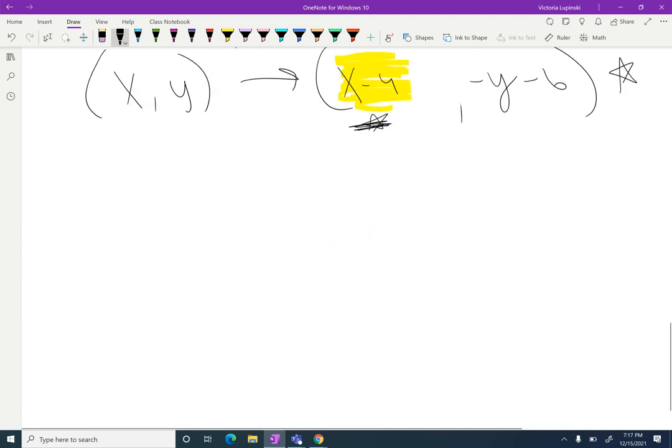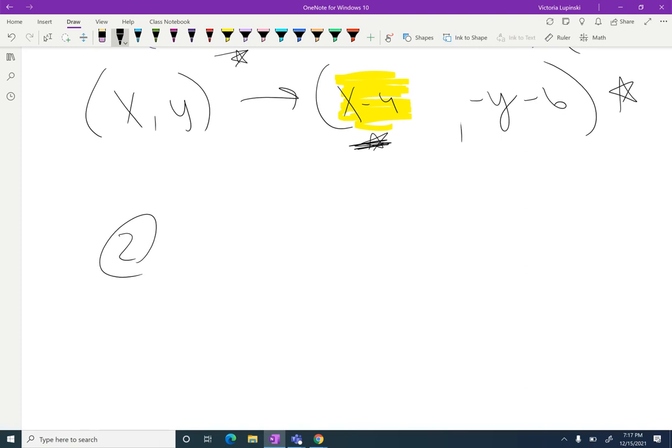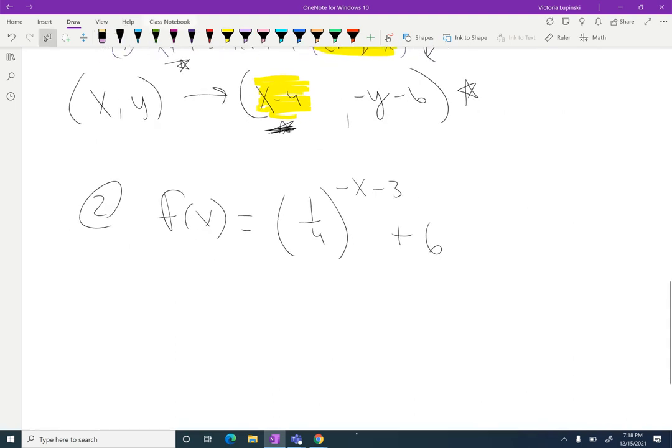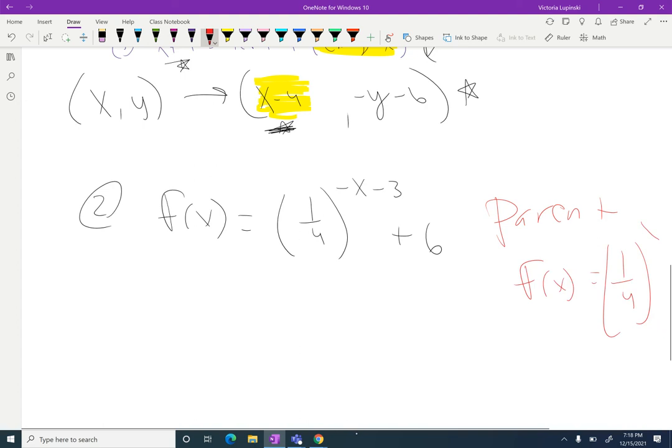Okay, let me do another one like this. So how about if I make up another equation? So let's call this one f of x equals, let's say 1/4 to the negative x minus 3 plus 6. So again, from here, the first thing you would do is you would identify the parent. The parent function would just be 1/4 to the x. So everything without the transformations.